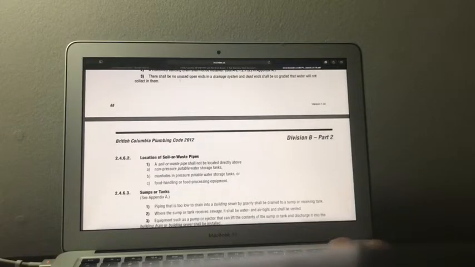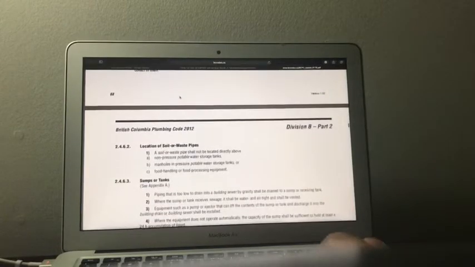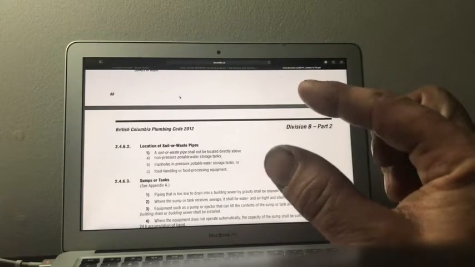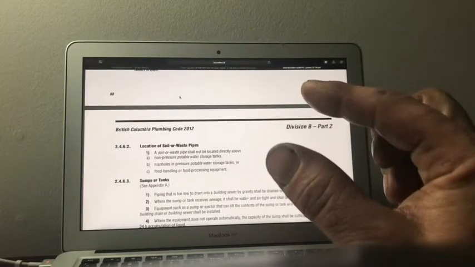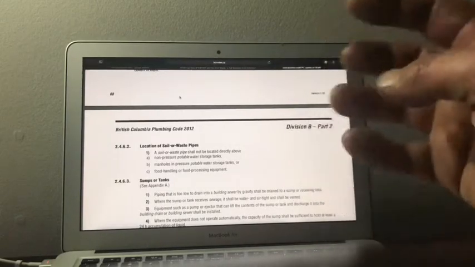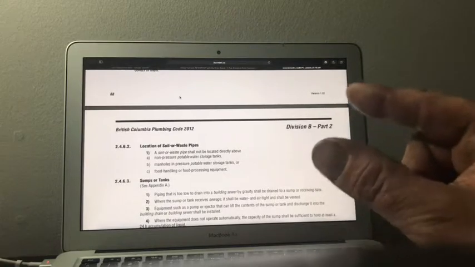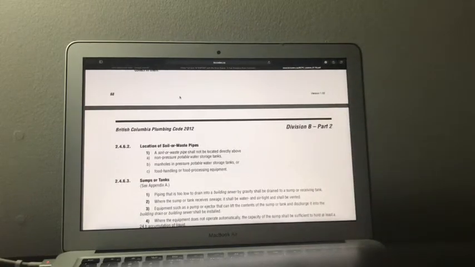There shall be no unused open ends in a drainage system, and dead ends shall be graded so that water will not collect in them. So this is really serious. The inspectors want to see that piece, so you can only connect one more fitting on it, like enough room for a hub to just connect onto there and go, one coupling. And he really wants to see those dead ends graded. And you can fail and ruin relationships over silly things like that.